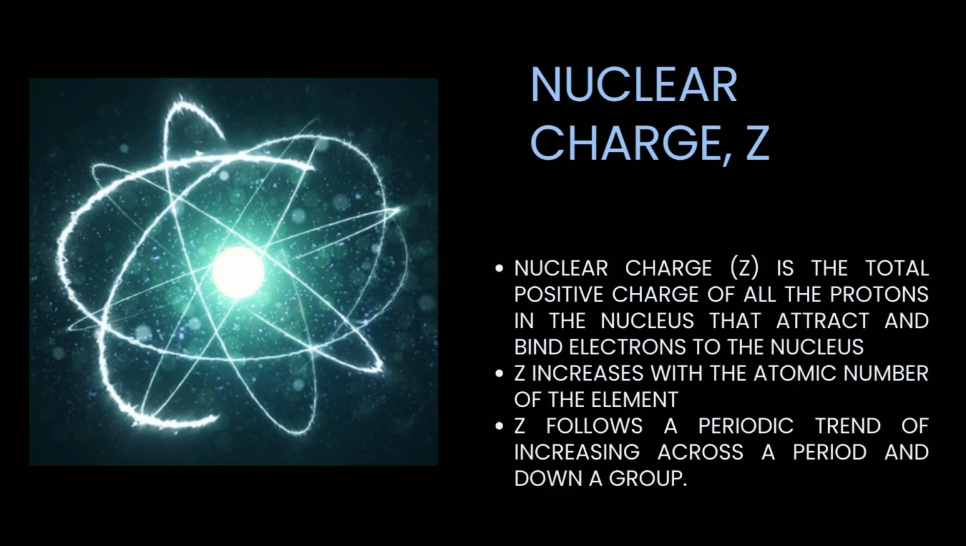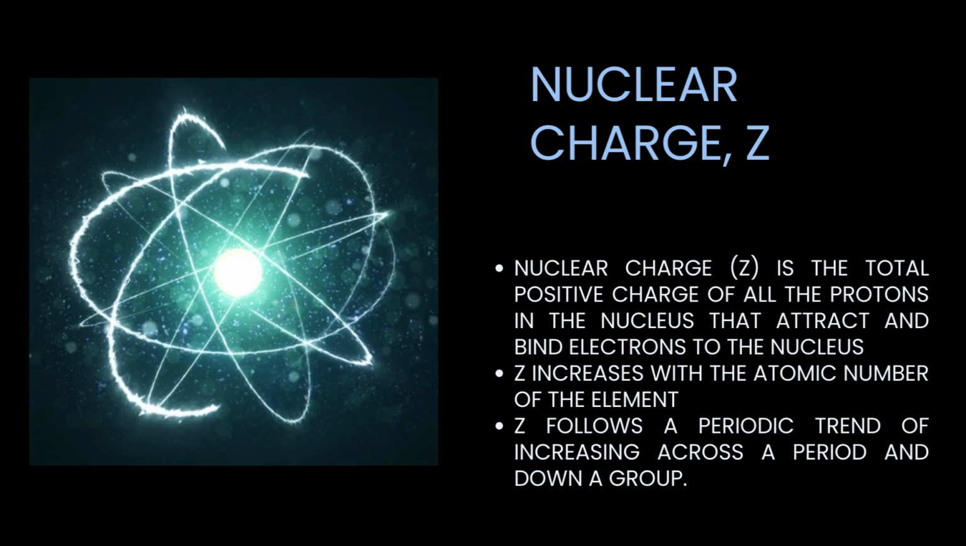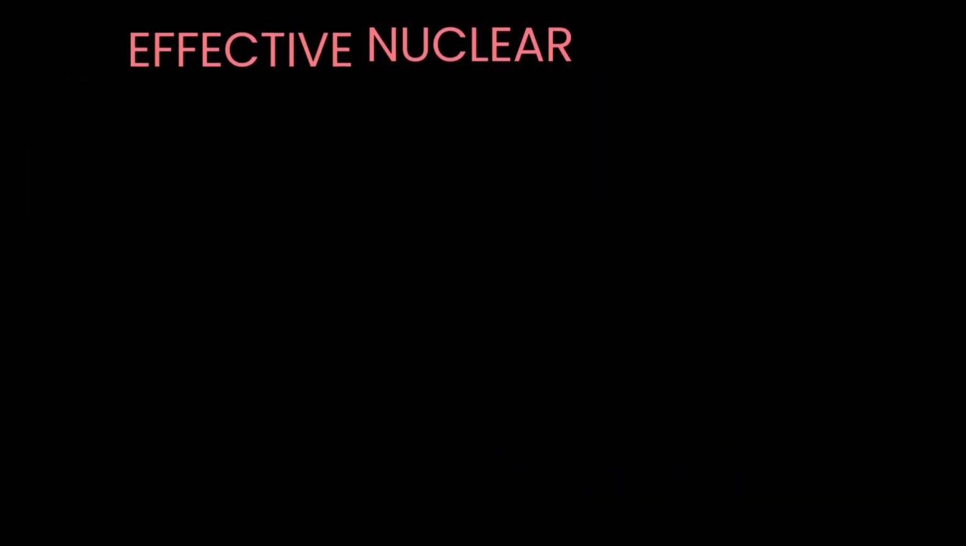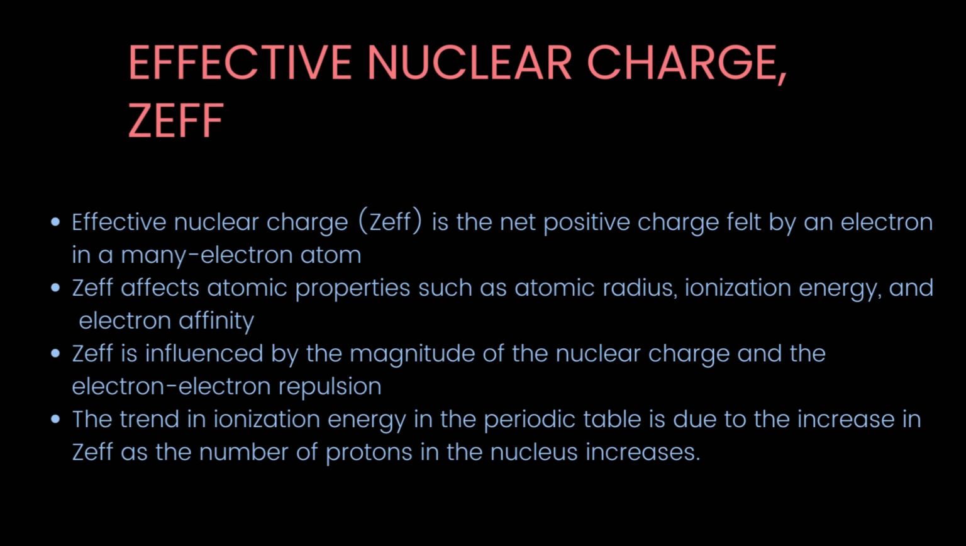Now I will talk about the effective nuclear charge. Before we talk about the effective nuclear charge, we need to know what nuclear charge is. Nuclear charge is the total positive charge of all the protons in the nucleus. They attract and bind electrons to the nucleus. Z increases with the atomic number of the elements. Next, the effective nuclear charge is the net positive charge experienced by an electron in many-electron atoms, which affects atomic properties such as atomic radius, ionization energy, and electron affinity. Z is influenced by the magnitude of the nuclear charge and the electron-electron repulsions.